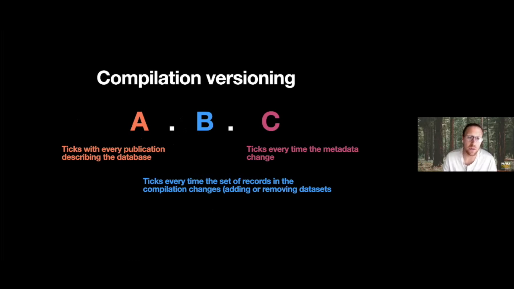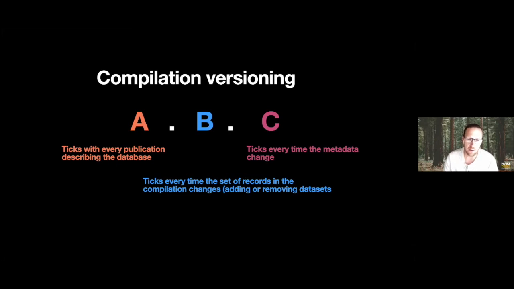3-number system for keeping track of where you are in the versions. So A, the first one, is a number, and all these numbers start with 0, and then they increase by 1 every time it ticks. And so A ticks every time there is a publication that describes the database. This is why the database for PAGES 2K phase 2 was 2.0.0, because it was the second publication describing the PAGES 2K temperature compilation. When one of the numbers further to the left increases, it resets the other ones further to the right to 0.